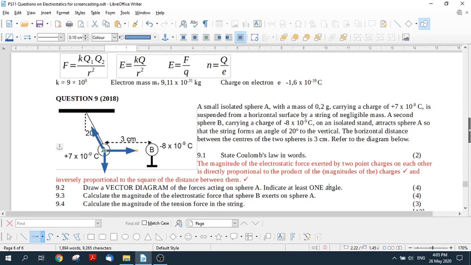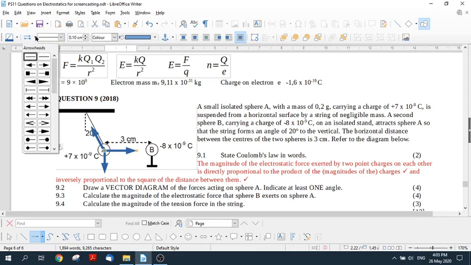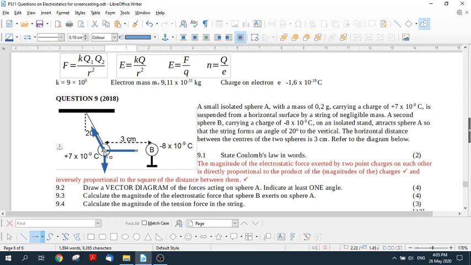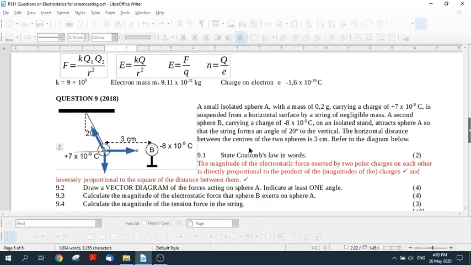And then it says indicate at least one angle. That is for the fourth mark. So what you can either do is exactly like in the picture here, you can draw in a vertical and draw in 20 degrees. Or if you really wanted to, you could draw in a horizontal over here, and then you could mark in over here theta is 70 on this one. Okay. So that would be your fourth mark for the force diagram.